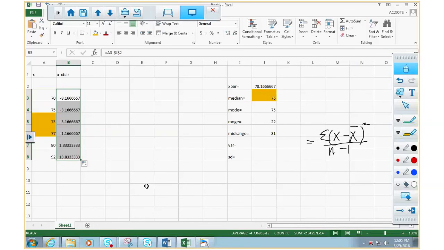And there's your numbers. So what I want you to do right now, with your calculator, is take 70 minus 78, 75 minus 78, and 92 minus 78, and see if you get those numbers, just so you'll know what's going on.